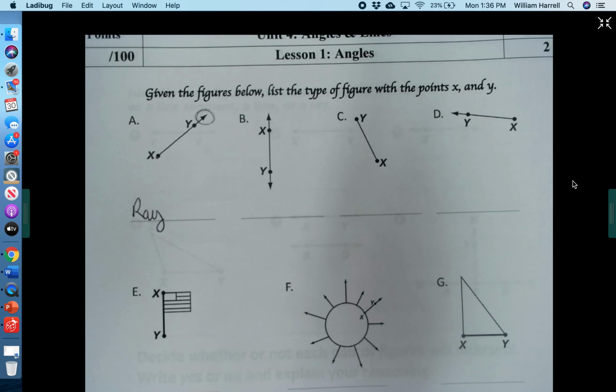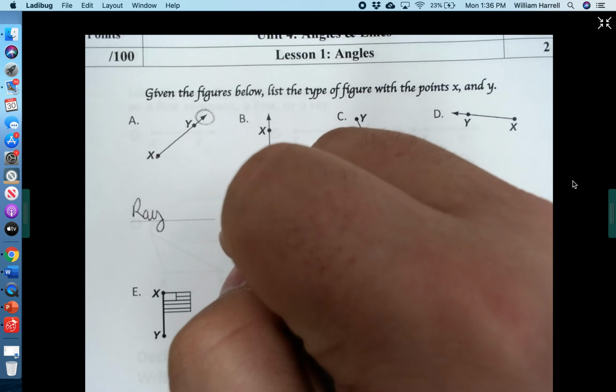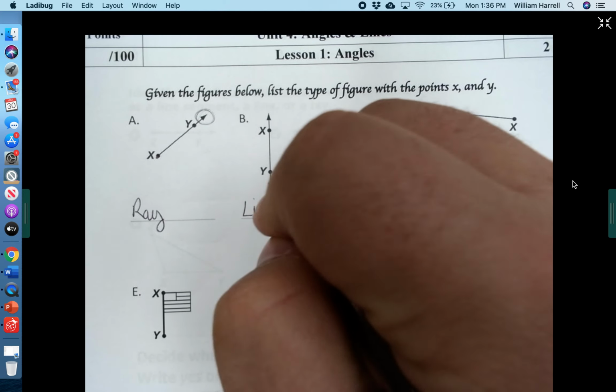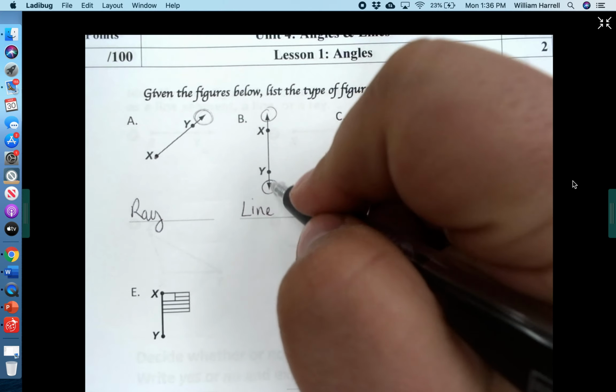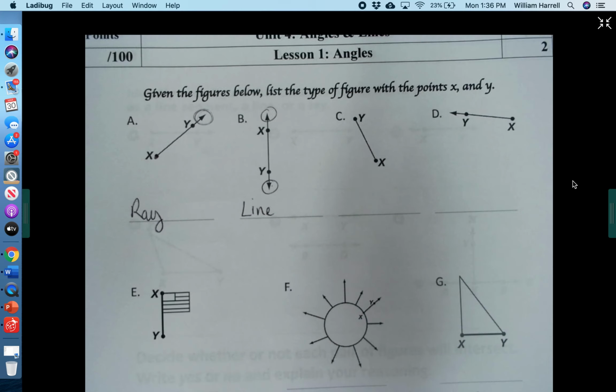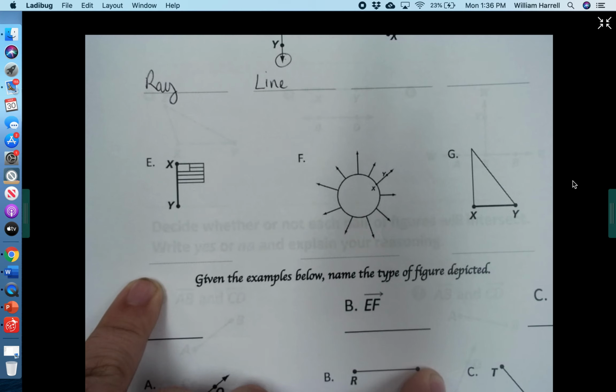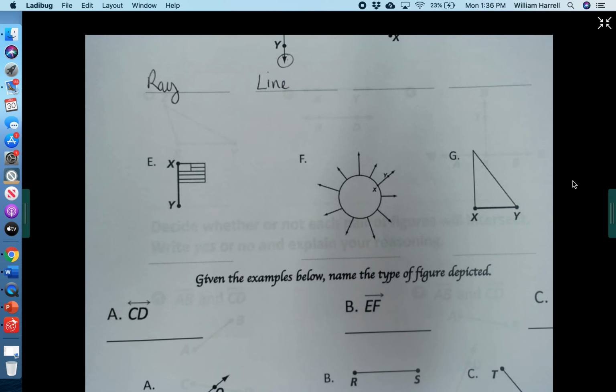Y'all take your time right now and see what you think B is. B winds up being a line. The giveaway for a line is that it has 2 arrows on it, one at the top, one at the bottom, however you want to read it. Y'all always ask, where can you see this stuff in the real world? Well, here you go.